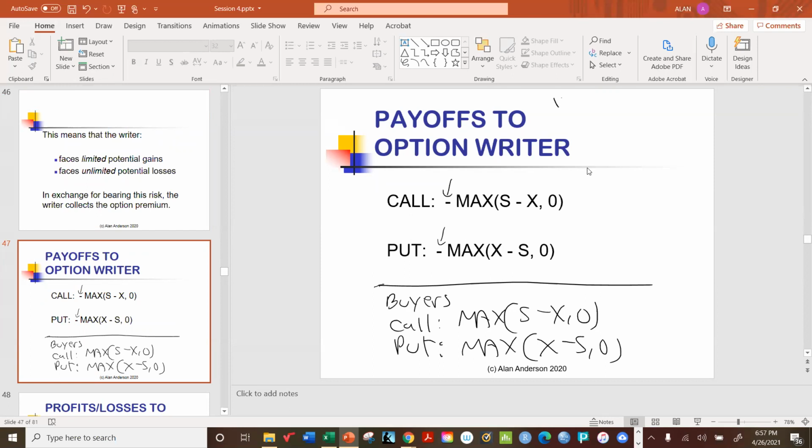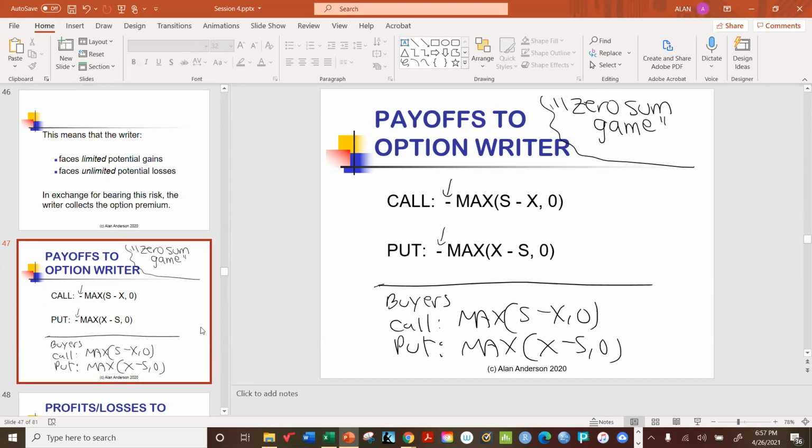In economics, this is often called a zero-sum game. You may have heard that phrase before. It just means that the gains of one side match the losses of the other side. You can't both win and you can't both lose. Okay, so that's how that's determined.